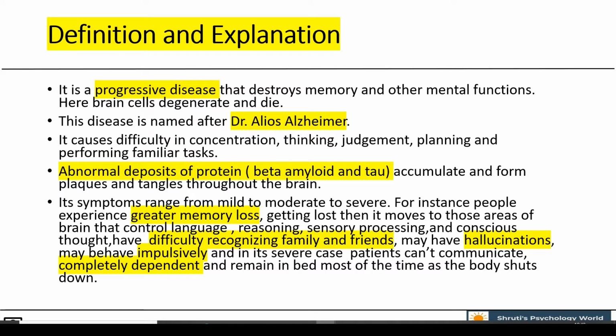Okay, not sudden. This disease is named after Dr. Alois Alzheimer. Okay, a little bit of history. In 1906, Dr. Alzheimer noticed changes in the brain tissue of a woman who had died of an unusual mental illness. Her symptoms included memory loss, language problems, and unpredictable behavior.